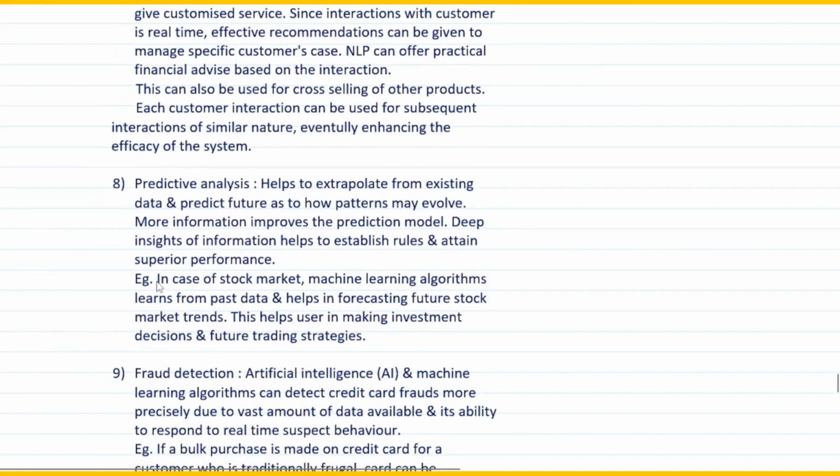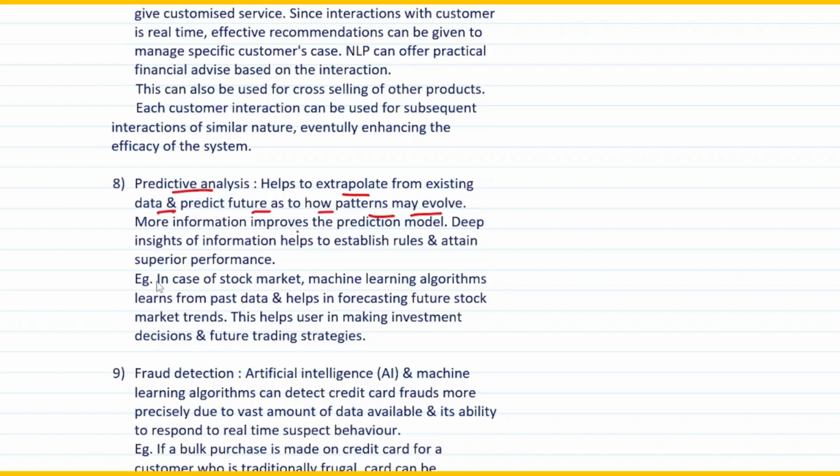Leave A right now, we'll come back to this. We'll finish PPF first. The second one we talk about is predictive analysis. It helps to extrapolate from existing data and predict the future as to how patterns may evolve. Right? What is extrapolate? Extrapolate is nothing but the application of something to an unknown situation by assuming that the present trends will continue. So if you estimate something through whatever data is available to you, that means extrapolating. So you can extrapolate from existing data and predict the future based on the patterns, right?